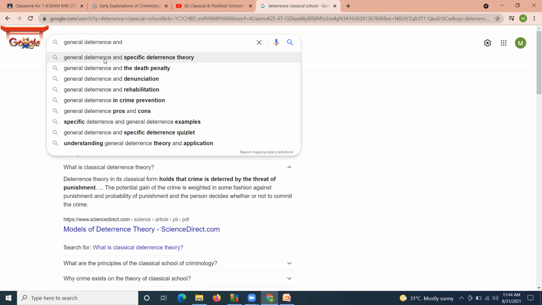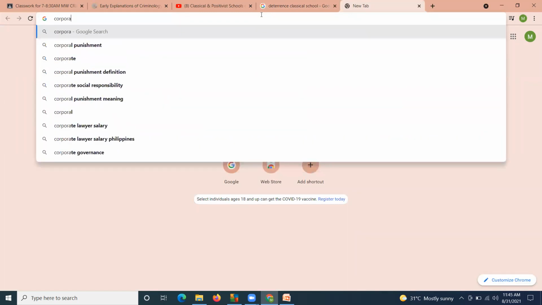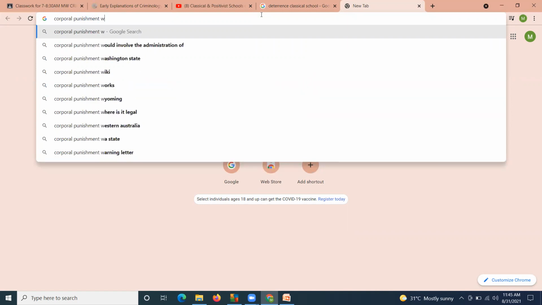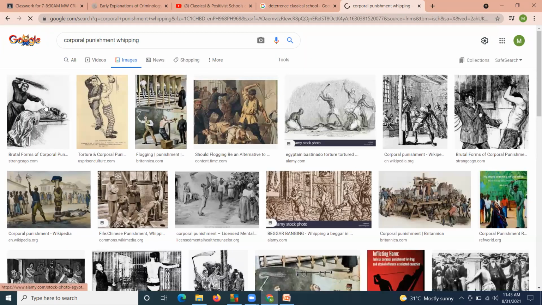So by looking at, for example, the punishment given is by whipping, meaning the back is whipped. So if that is an example of corporal punishment received through whipping, I will show you an example, an image. Okay, so this is an example of a corporal punishment by whipping.